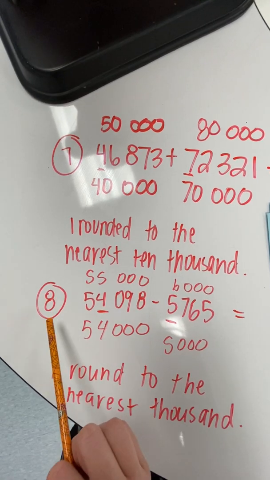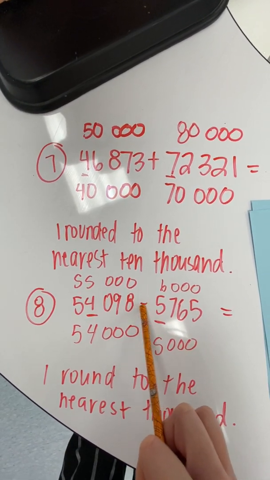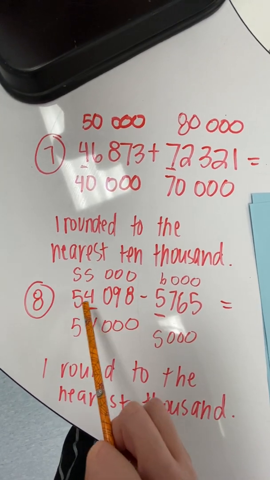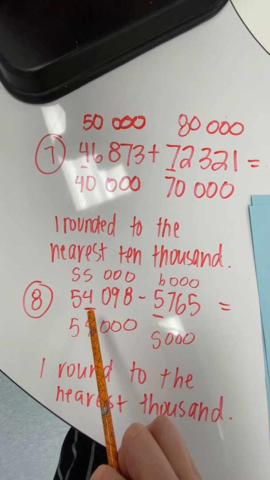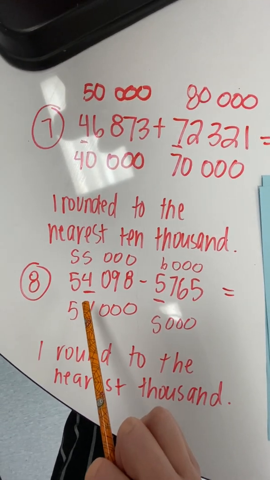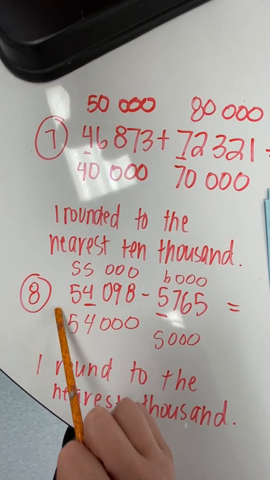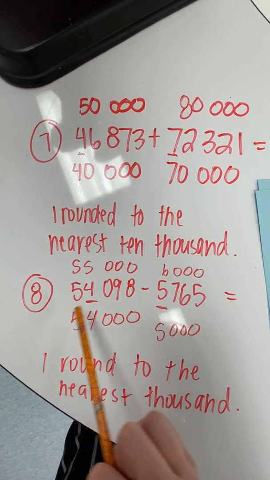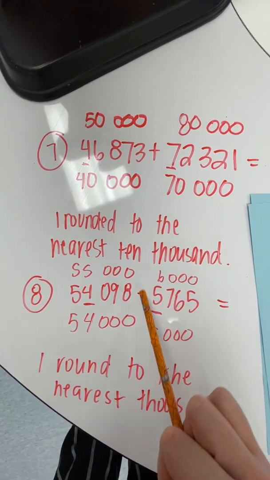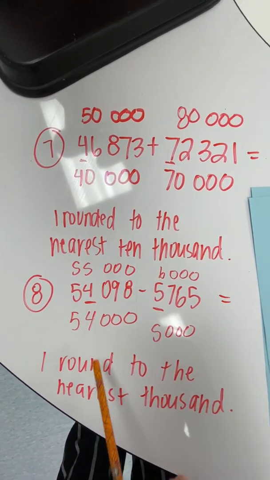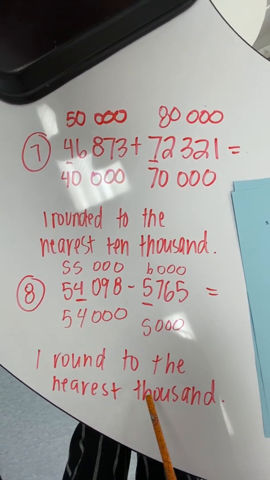Okay, in this case, in number 8, they're subtracting. So this 4, if we're rounding to the nearest thousands place, in this case, the 4, we look to the 0, it's going to tell us to round down to 54,000. Here, we're looking at the 7, it is going to tell us to round up to 6,000. In this case, you're stating that you're rounding to the nearest thousand.